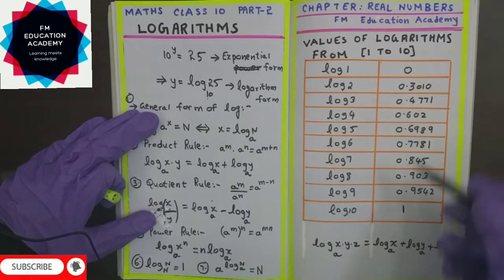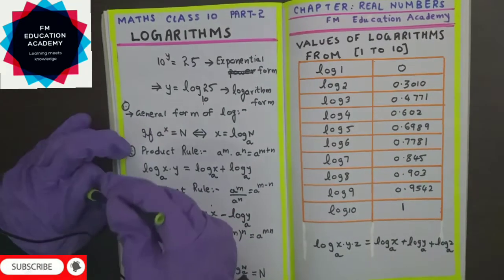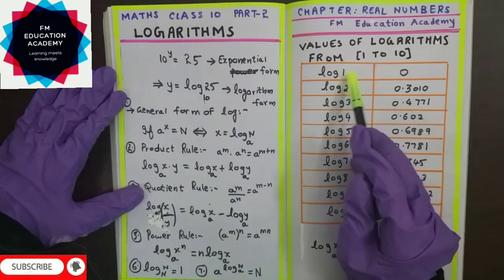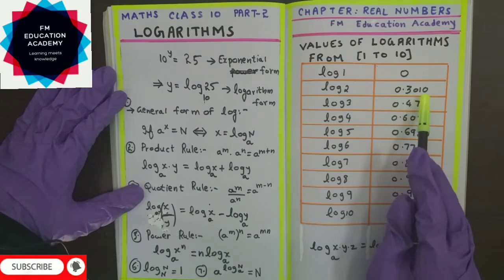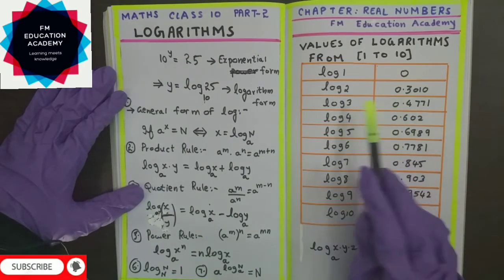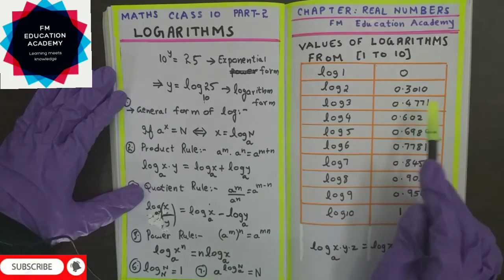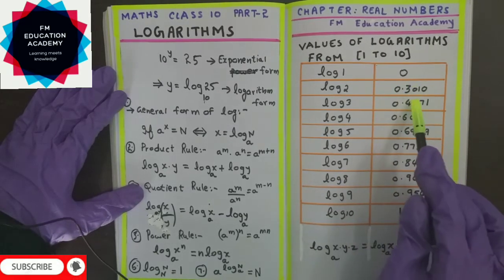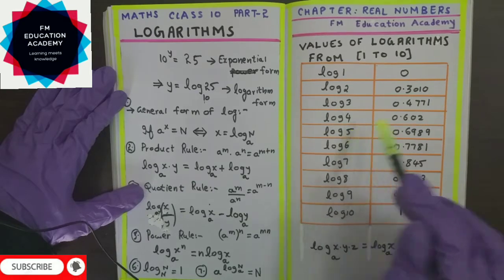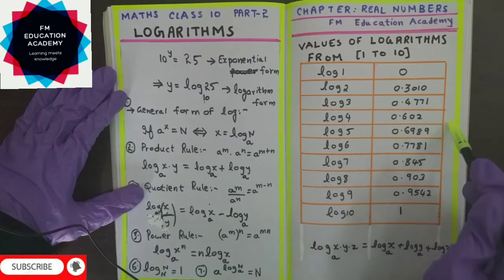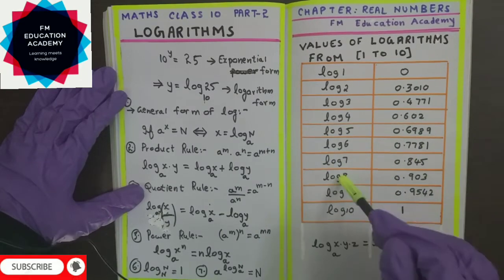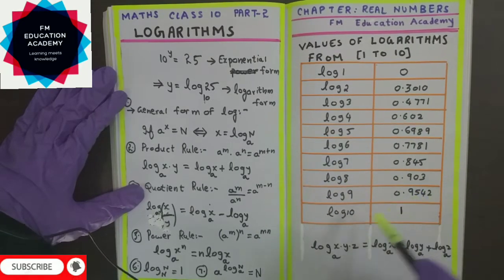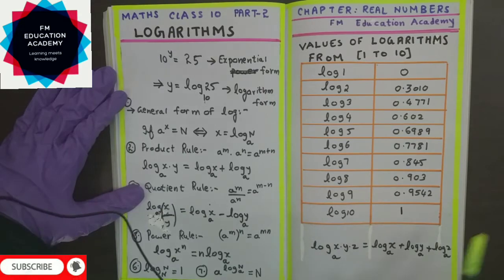And if you observe, you can remember them very easily. How can we remember this? Log 1 is 0, and the values are in increasing manner. Log 2 is 0.3010. So after 0.3, 0.4 comes, so log 3 is 0.4771. Log 4 and log 5 are 0.60 and 0.69. Then log 6 is 0.77. Log 7 is 0.8. Log 8 and log 9 are 0.9, 0.9. And log 10 is always 1. So like this, you can remember all the values of logs.